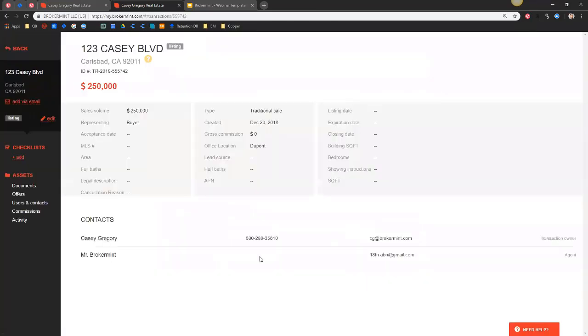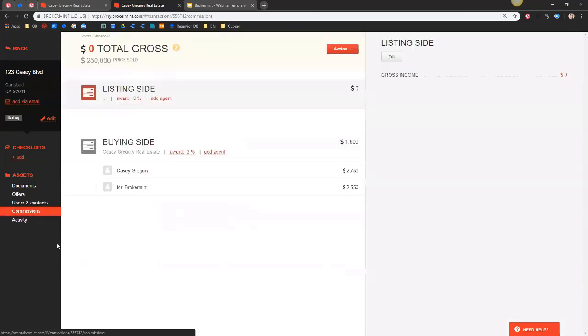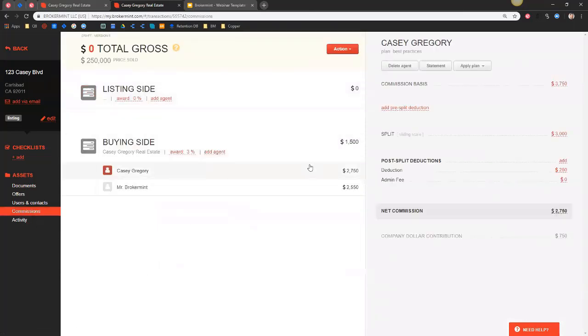So when we look at the commission breakdown on this specific transaction, each agent should have a commission basis as half of the 3%.